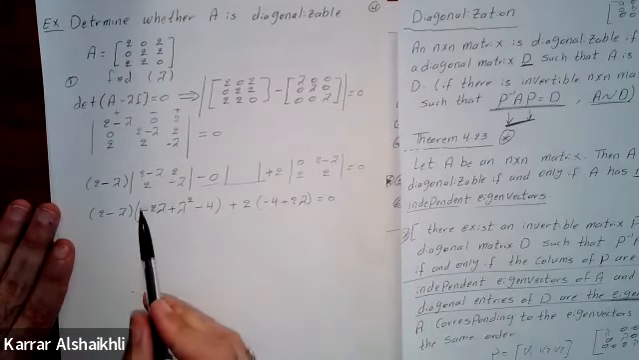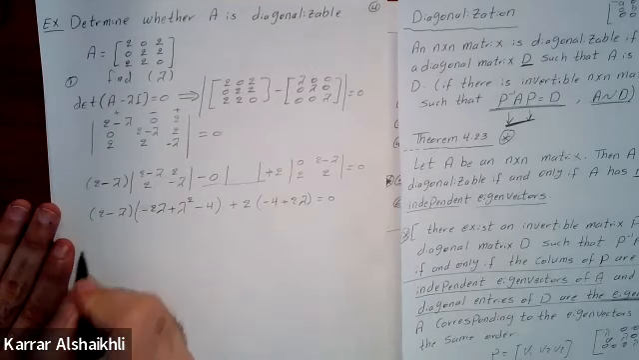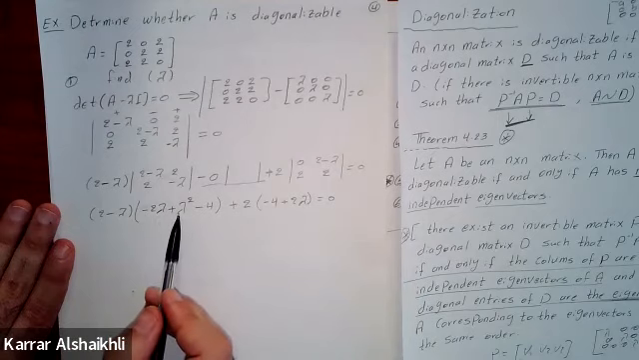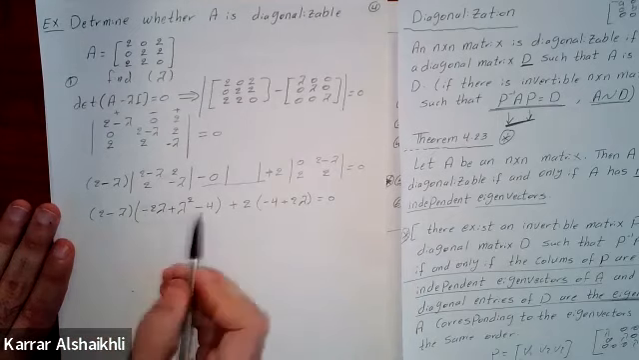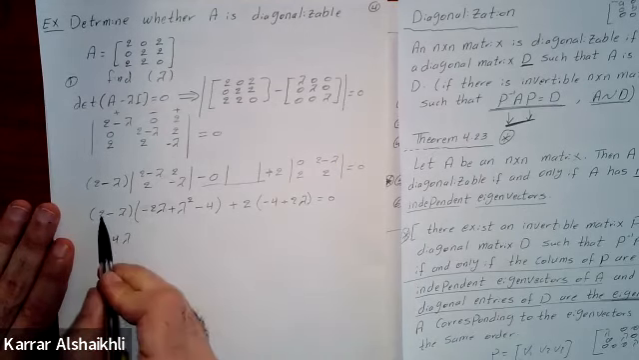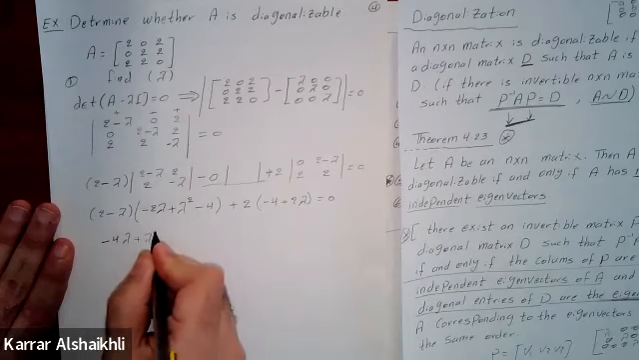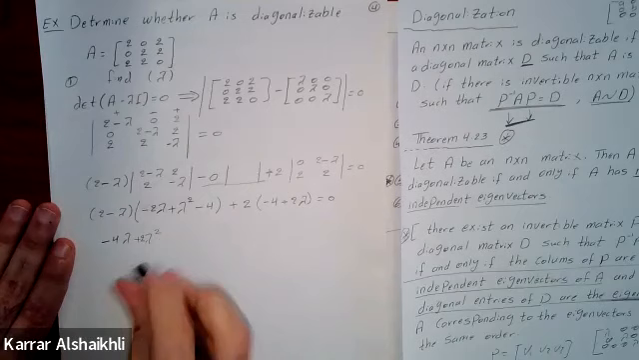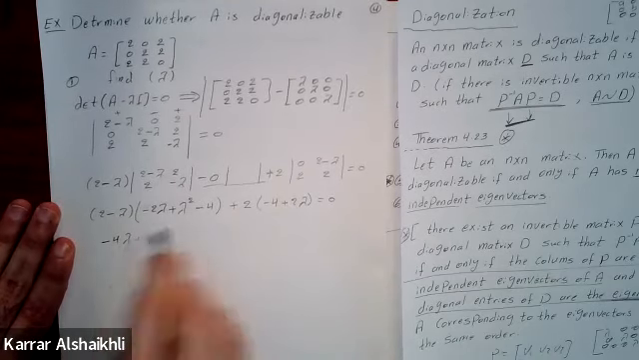Then multiply everything here. So now we're going to multiply these two. 2 times negative 2 is going to be negative 4 lambda. 2 times lambda is going to be plus lambda squared. 2 lambda squared.